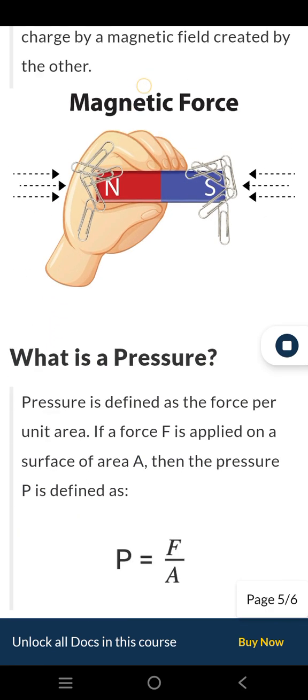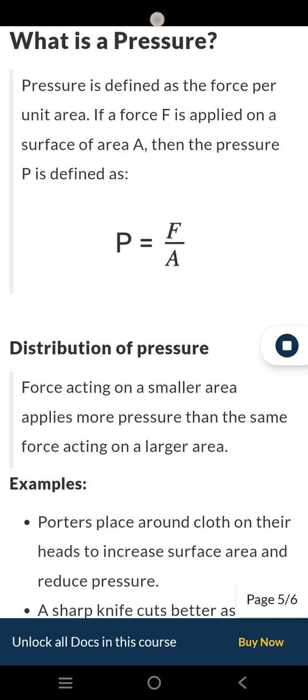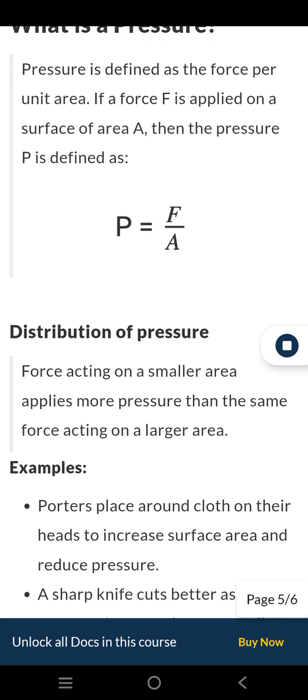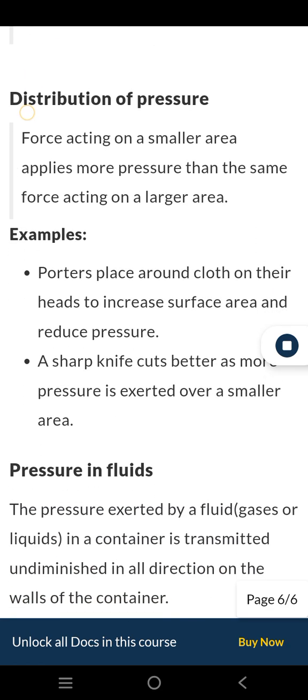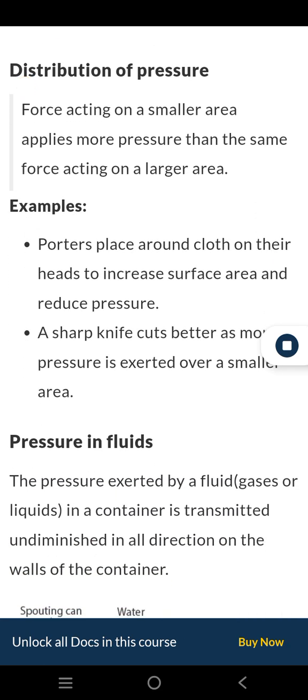What is pressure? Pressure is defined as the force per unit area. If a force F is applied on a surface of area A, then the pressure P is defined as F divided by A. Force acting on a smaller area applies more pressure than the same force acting on a larger area. Examples: potters place a round cloth on their heads to increase surface area and reduce pressure. A sharp knife cuts better as more pressure is exerted over a smaller area.